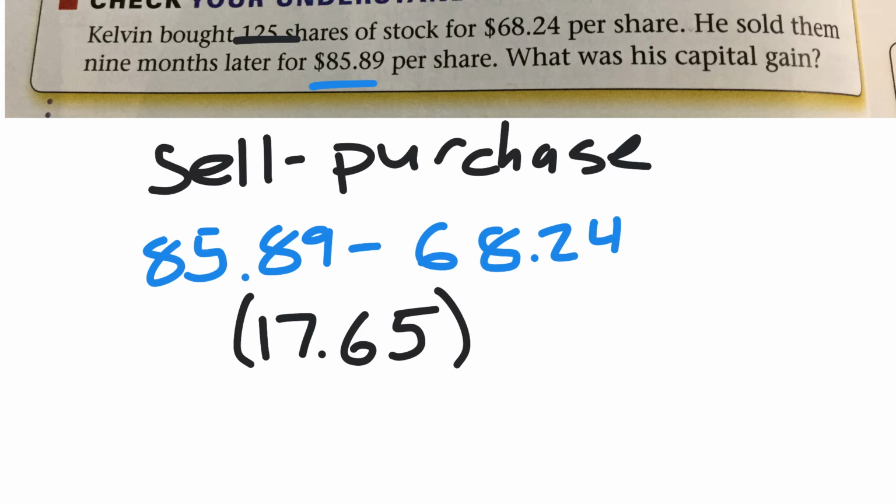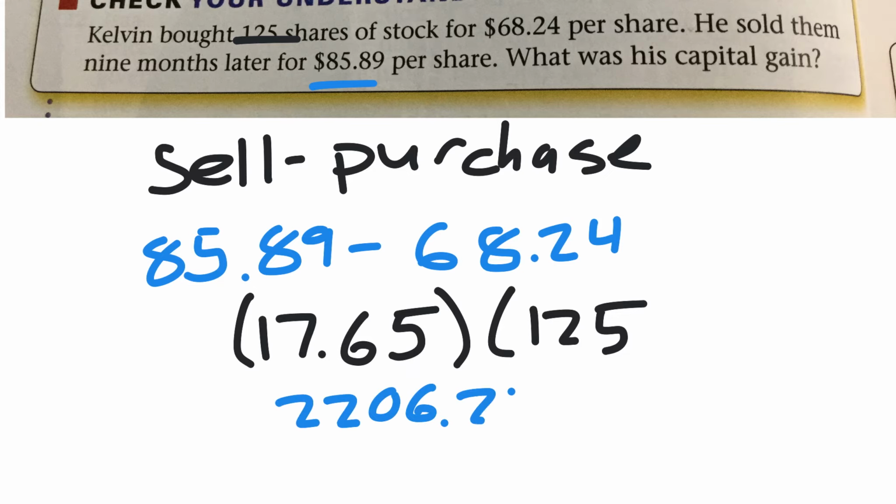But now there are 125 of these shares that he had, so I would multiply that number by 125. So 1765 times 125 gives $2,206.25.